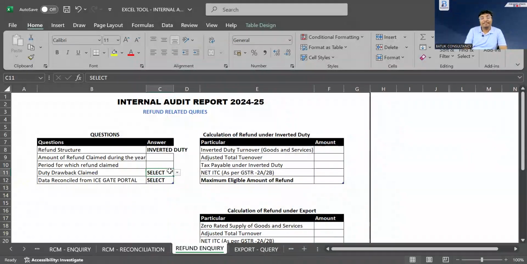Or sir, when we are filing the refund application on the GST common portal on account of export, we just need to ensure that the invoices for which I am going to claim the refund are submitted with the ICEGATE portal, because that will be the assurance that yes, you have exactly made the export. So we also need to check that the data has been reconciled with the ICEGATE portal or not.